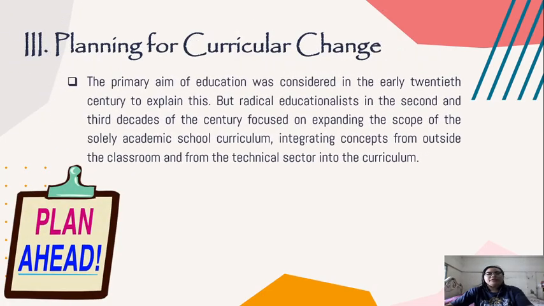So the primary aim of education was considered in the early 20th century to explain this, but radical educationalists in the second and third decades of the century focused on expanding the scope of the solely academic school curriculum, integrating concepts from outside the classroom and from the technical sector into the curriculum. So socio-educational changes brought revolutionary educationalists to focus on expanding the scope of curriculum, integrating various concepts from outside the classroom and from the other sectors into the curriculum.